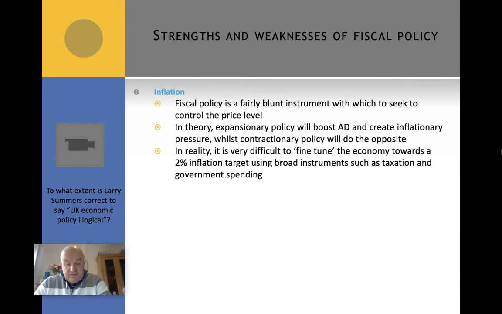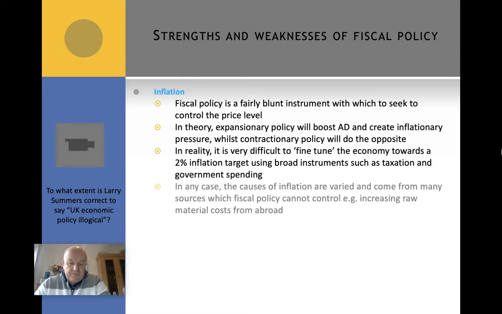As we mentioned there, it's very delicate, but very difficult to fine-tune some of these policies because taxation and government spending tend to be quite long-term policies. Again, in some cases, the stuff that we're trying to influence can't really be influenced using fiscal policy just by itself. So, for instance, an increase in raw materials from abroad is not something that we're going to be able to control necessarily directly or in a very timely fashion using fiscal policy.